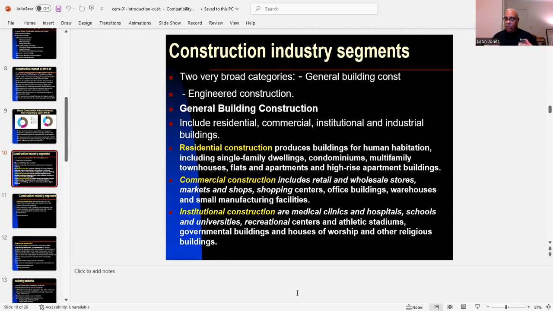Because now you have your environmental sector, but basically you have engineered construction and you have green building construction. And when we talk about residential construction, again, you're basically producing buildings for human habitation. That's apartments, flats, multifamily townhouses, high rise buildings, and single family dwellings. Then you have your commercial. That's your office buildings, warehouses, small manufacturing facilities, markets, and shops. And basically, your commercial also features retail and wholesale stores. Then when we get into your institutional, that's where your hospitals, your schools, your medical clinics, your universities, your government buildings, your churches, and your athletic stadiums.